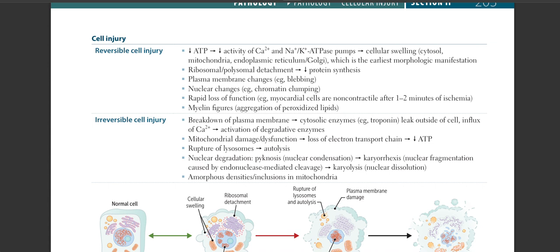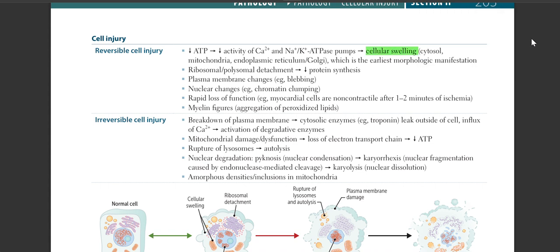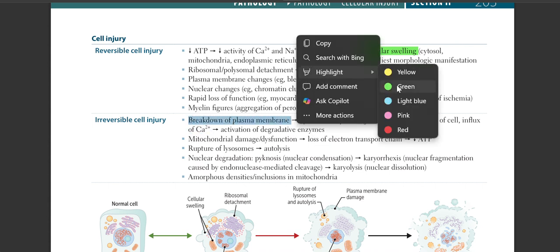Ischemia versus infarction, yes, that's true. But here there are a couple of things. If you remember those, then you can figure out the other things. For reversible injury, the most important part is that there is cellular swelling. On the other hand, for irreversible injury, you need to know that there is breakdown of the plasma membrane.